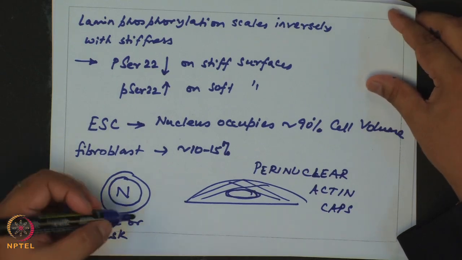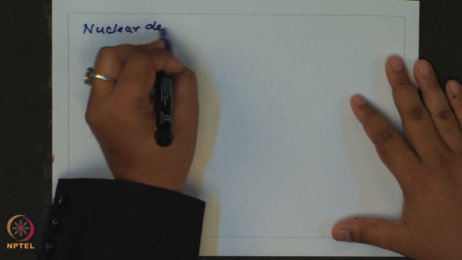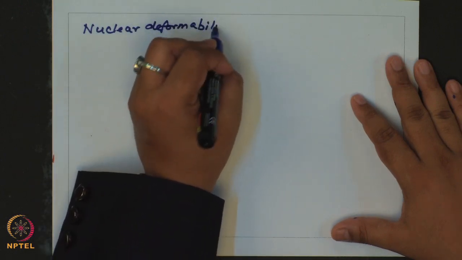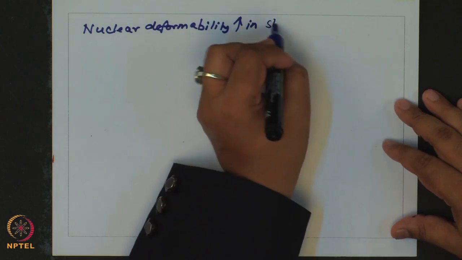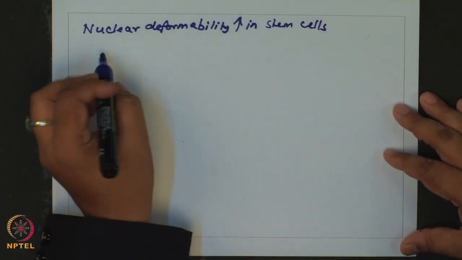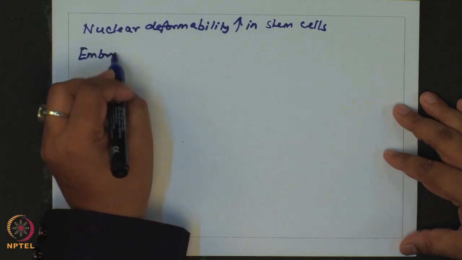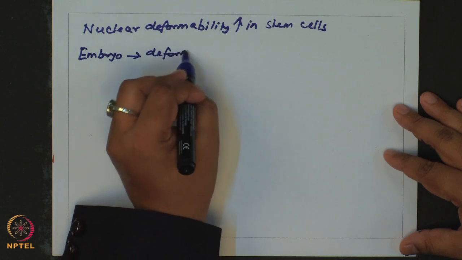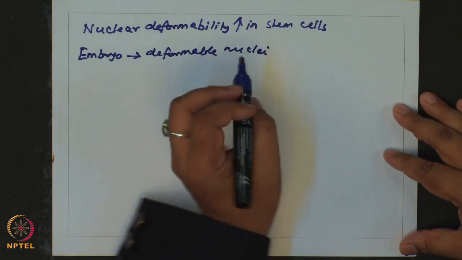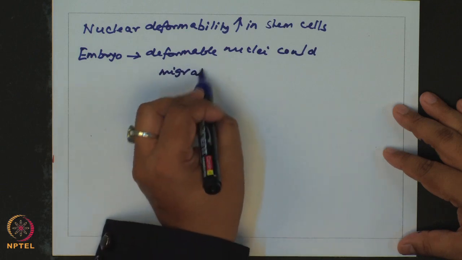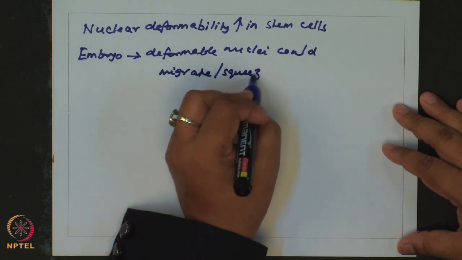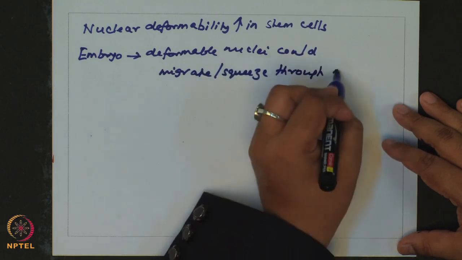Okay. So, in terms of deformability of the nucleus, one would imagine that nuclear deformability will be high in stem cells. Okay. And why is that? So, in an embryo, deformable nuclei could actually migrate much faster or squeeze through much faster.